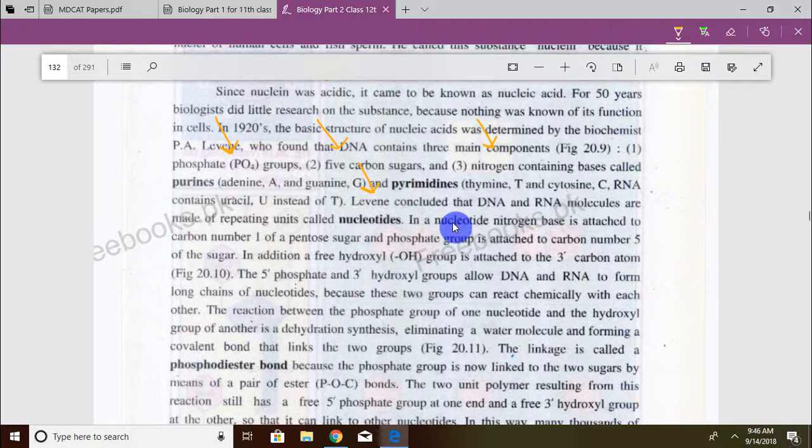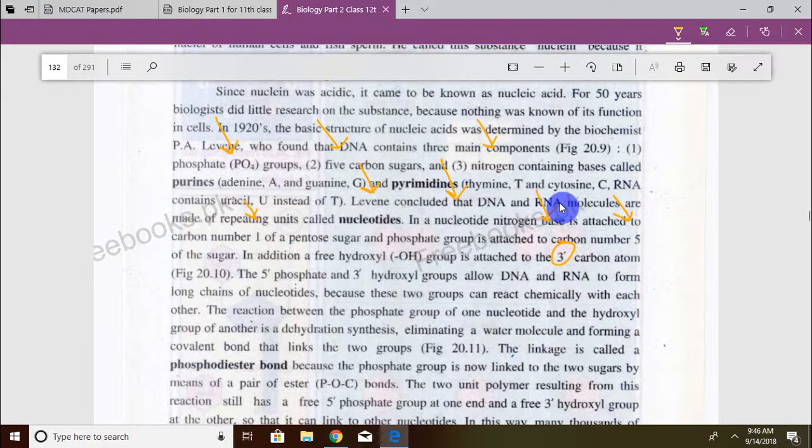And in a nucleotide, the nitrogen base is attached to carbon 1 of a pentose sugar, and the phosphate group is attached to carbon 5 of the sugar. In addition, a free hydroxyl group is attached to the third carbon atom. And the 5' phosphate and 3' hydroxyl groups allow DNA and RNA to form long chains of nucleotides, because these two groups can react chemically with each other.